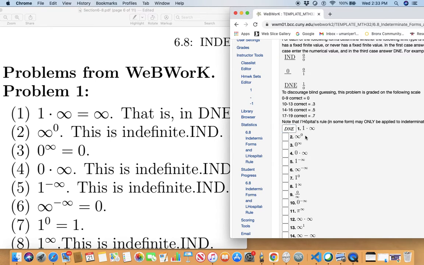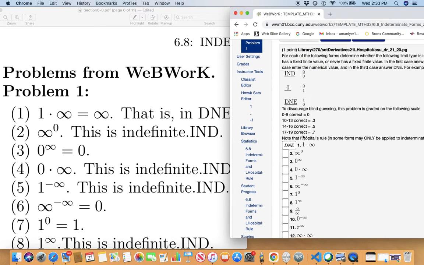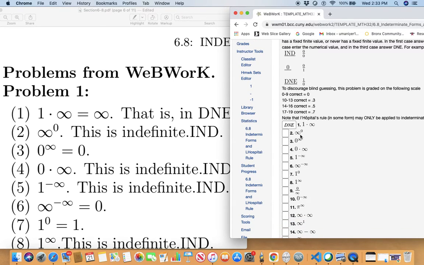Okay. Next, infinity to the power 0. You can imagine something is getting very large and its exponent is getting very small. Okay. So this is indeterminate. All right. Because power is getting smaller and smaller, but the base is getting larger and larger. So this is indeterminate.